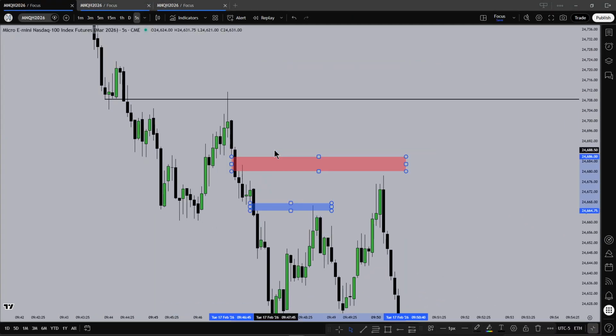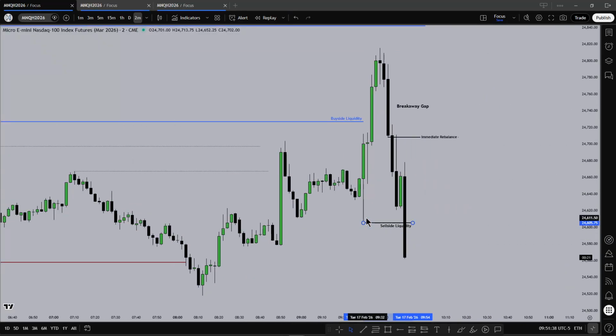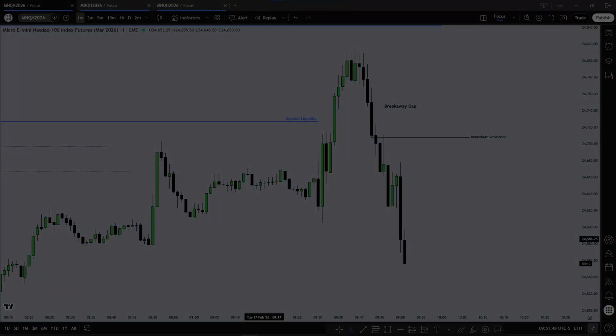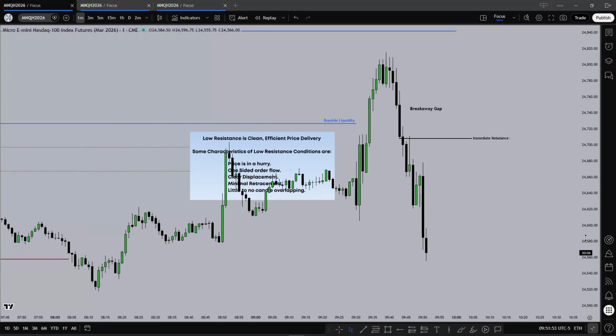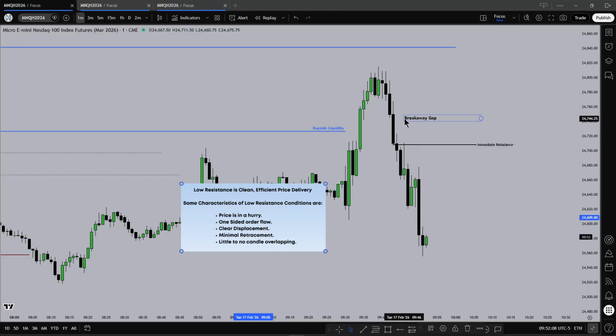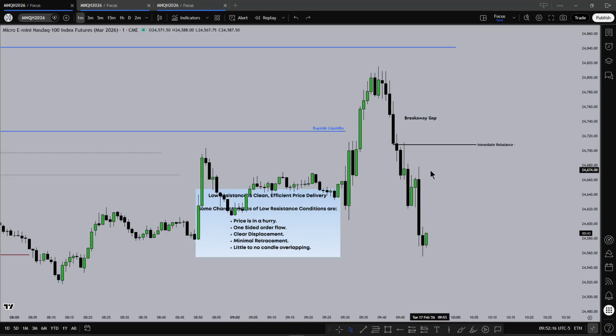So again, like what I always mention in terms of low resistance runs, study this run here. Let me just get the characteristics of low resistance up, because I may do a video on it at some point. But these are the characteristics of low resistance runs. Price is in a hurry. Are we leaving gaps open? Are we printing one-sided candles, for example? When we're bearish, are we making little to no up-close candles? Are we having minimal retracements into premium arrays, so fair value gaps, order blocks, breaker blocks, inversions? And is there any overlapping candles?